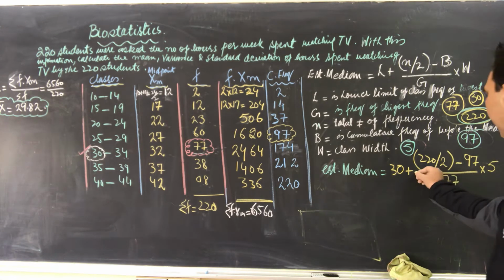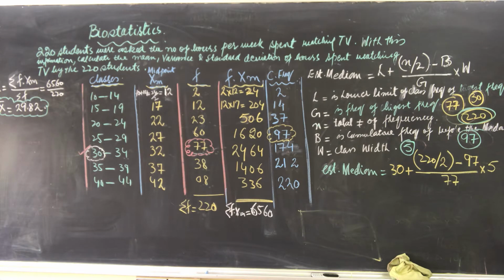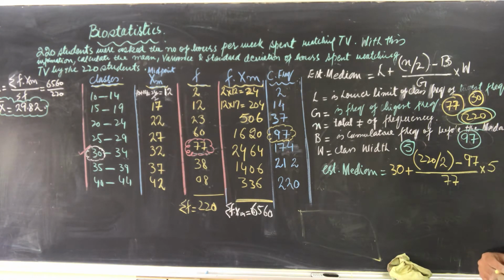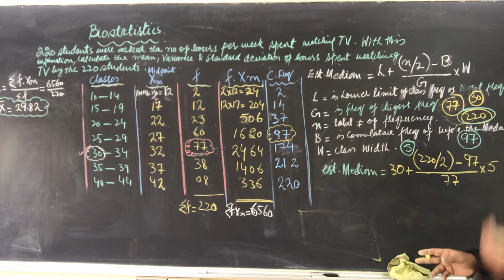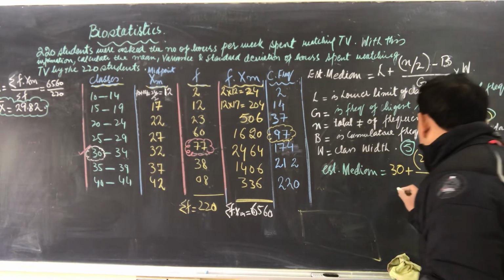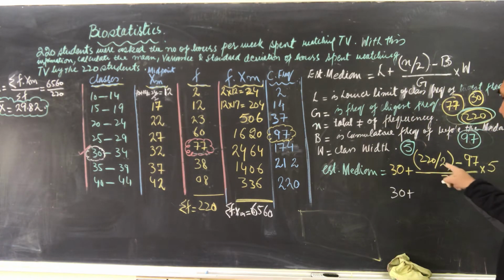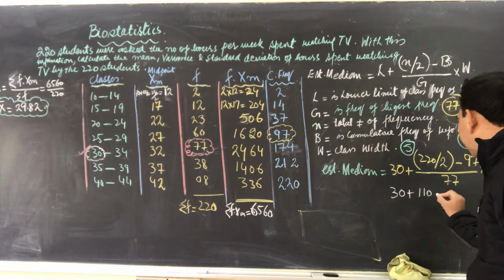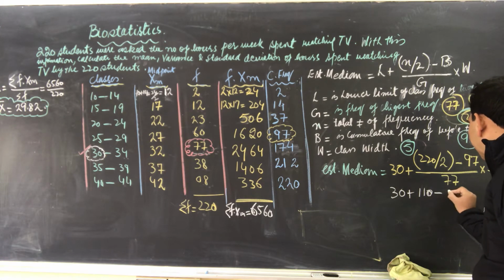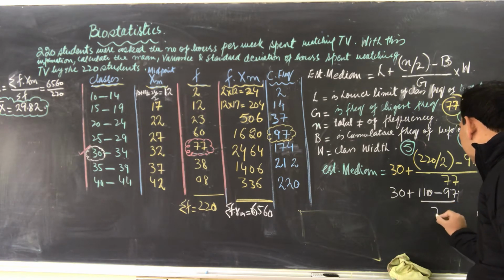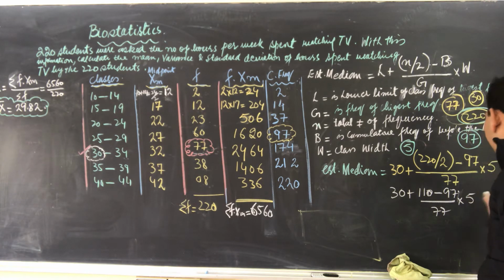Now according to the mathematical rules, we should solve it in order. The first one is the bracket, then we divide, then subtract and divide, then we multiply, and the last one we add. Now 30 plus, we divide 220 by 2, it becomes 110. 110 minus 97, and 77 multiplied by 5.